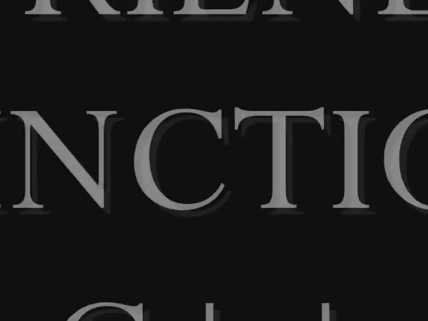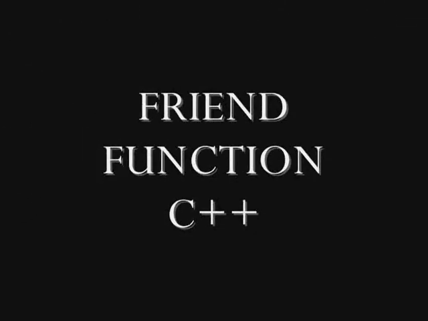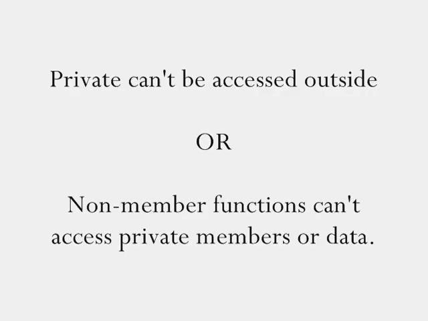Today we are going to see about friend function in C++. As we discussed earlier, private data members and functions cannot be accessed from outside of the class. In other words, non-member functions of the class cannot access the private members of a class. But that is not always possible, right?